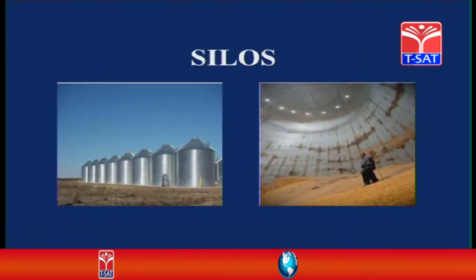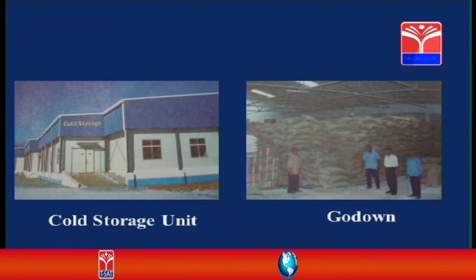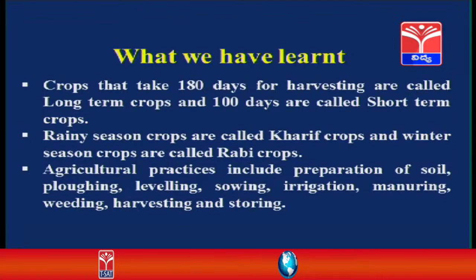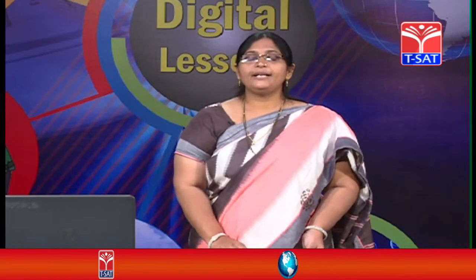So, these are silos, children. Here are big granaries where you can store the food grains, and this is a cold storage unit, and these are godowns. You might have seen FCI godowns, Food Corporation of India godowns, where rice, wheat, pulses will be stored. So, this is regarding different types of agricultural practices. Have you understood, children? Now let us recapitulate what we have learned till now.